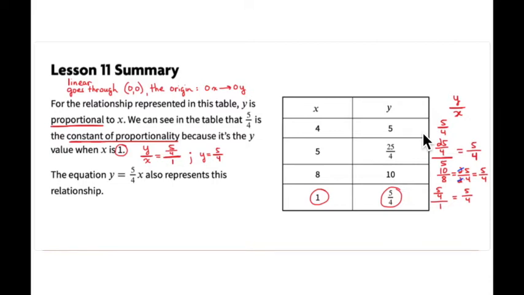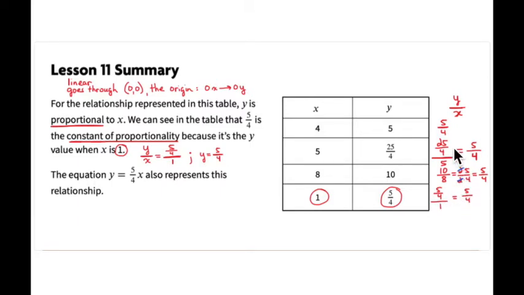Now every time, because this is a proportional relationship, y is proportional to x. Whenever you take the value of y and you divide it by the value of x, you are always going to get 5/4 as an answer. It's going to simplify to 5/4. So 25/4 per 5 equals 5/4. 10/8 equals 5/4. And I showed you how you can simplify that there.